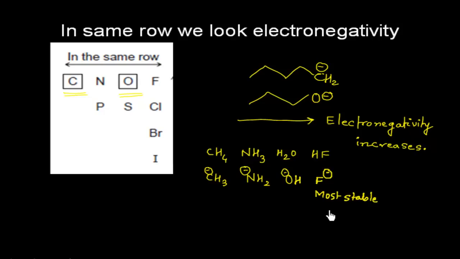So the corresponding acid will be the most acidic. So HF will be the most acidic. So acidity will go in this direction. So this is the increasing acidity order.